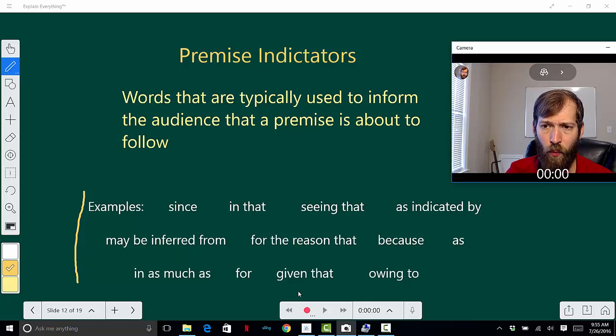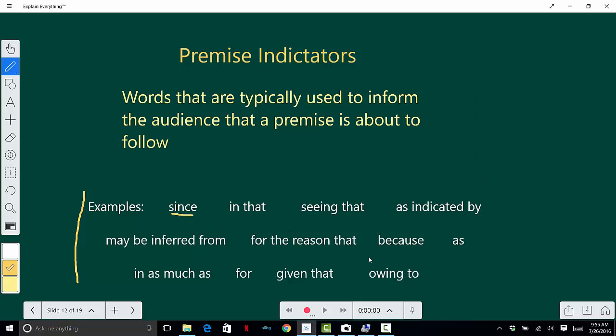And we can get a sense of why that's the case by examining some of the examples that we have listed here. Some of my favorites would be the word since and the word because, which, in the way that we're meaning since and because here, are pretty much synonymous.